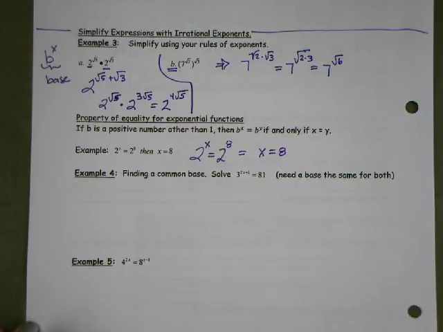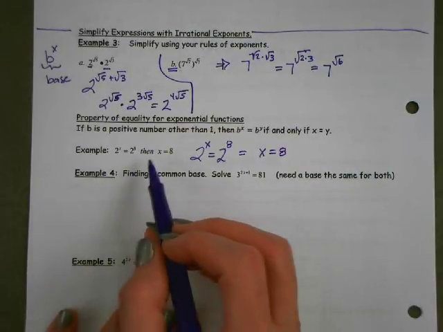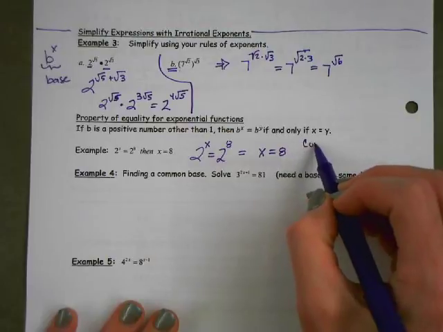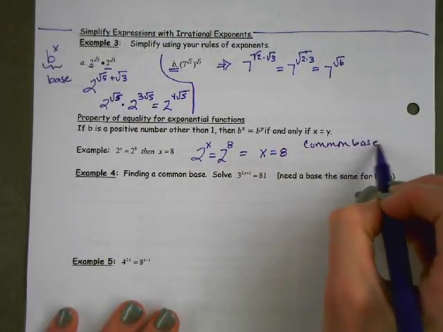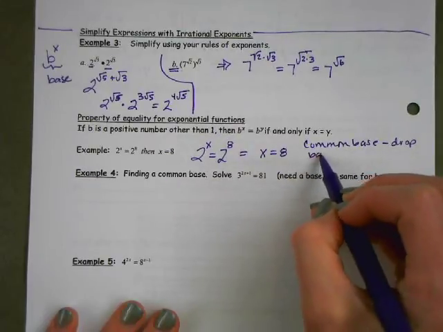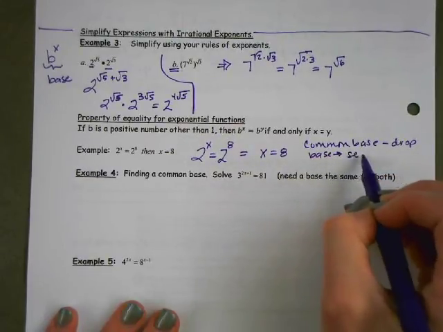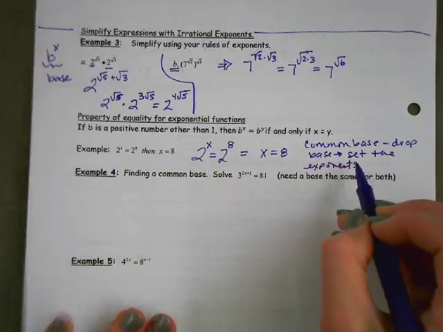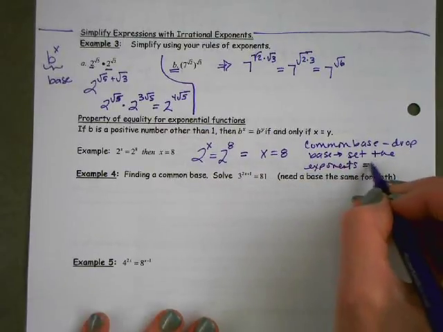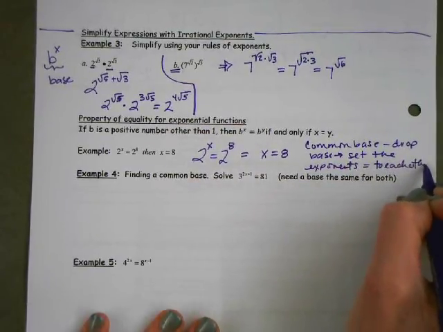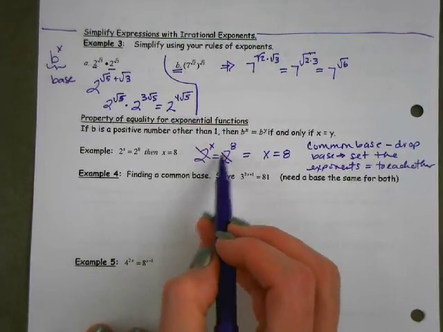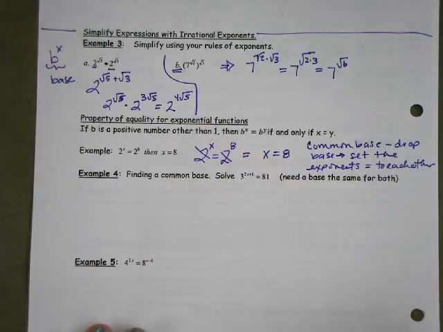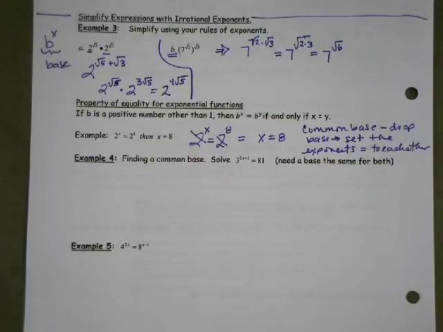So what that is telling me is if I have a common base, I can drop the base and set the exponents equal to each other. Okay? So notice how I could just drop this and it becomes x equals 8. If I have the same base, it's like they don't exist, and then I can just work with my exponents. Does that make sense?